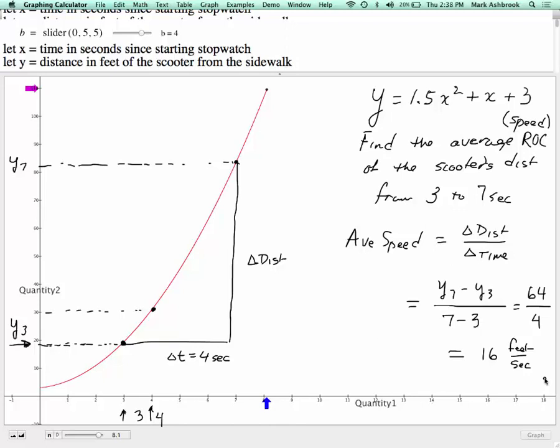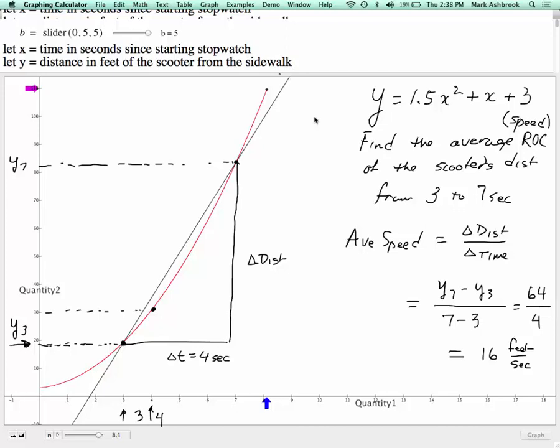How could we represent that average speed on the graph? Well, if we graphed this average speed along with the actual distance-time curve. Straight line. Yeah. Maybe. So that line that I just added now shows a constant speed of 16 feet per second.